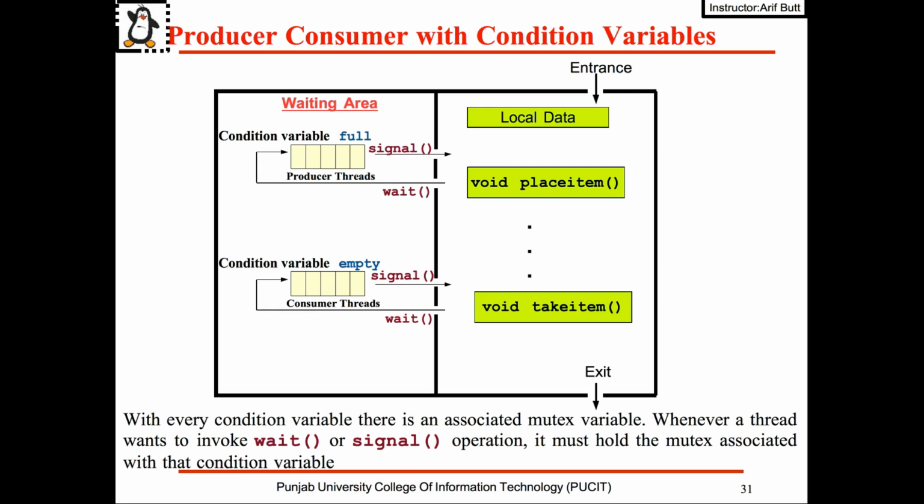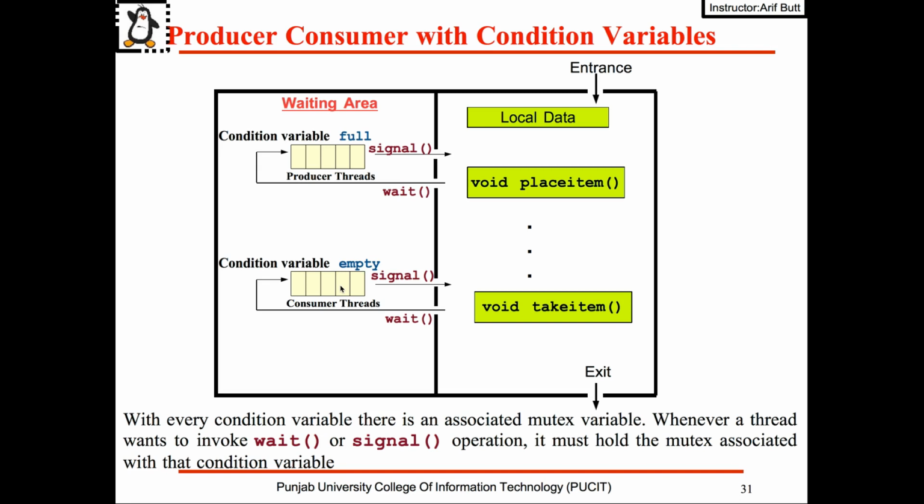Okay, so this is another illustration describing the same concept. Same producer consumer problem. We have the place item function that will be called by the producer thread, while the take item function will be called by the consumer thread. Suppose the buffer is empty and a consumer thread enters, gets hold of the mutex and tries to call the take item function. Since the buffer is empty, the thread calls wait on condition variable empty and gets inside this queue. And of course, before getting inside this queue, it releases that mutex variable.